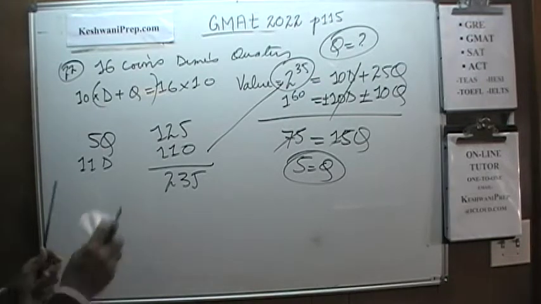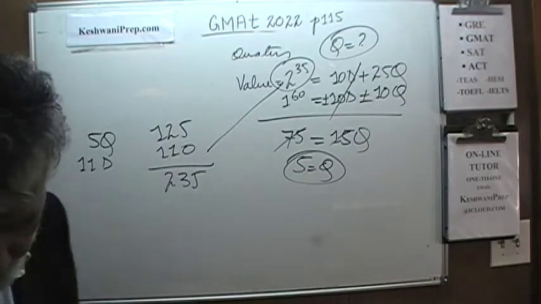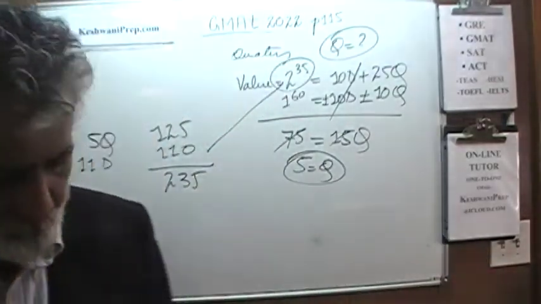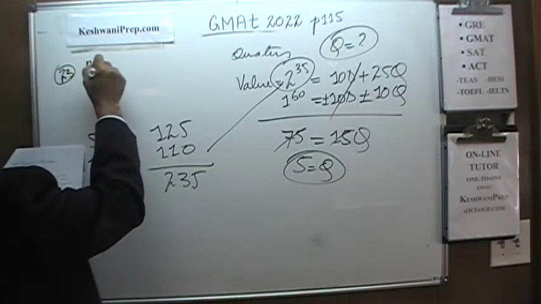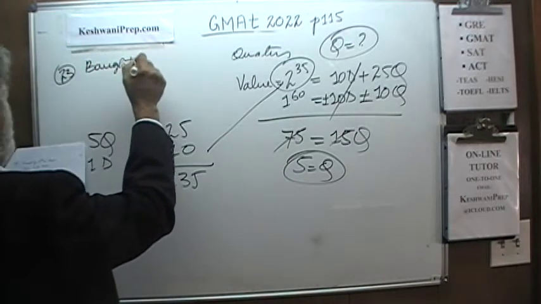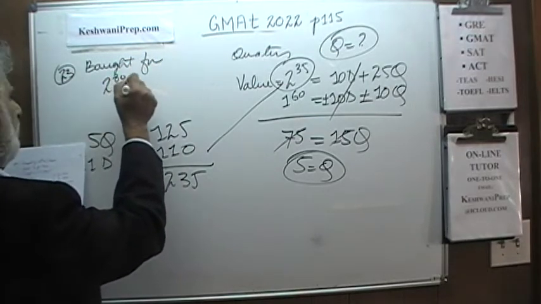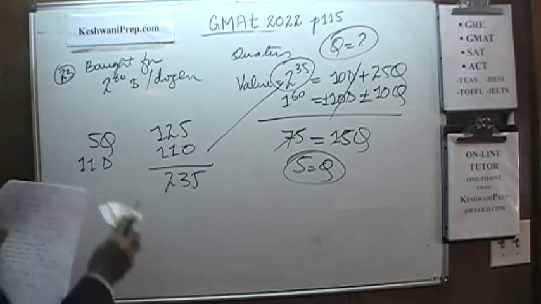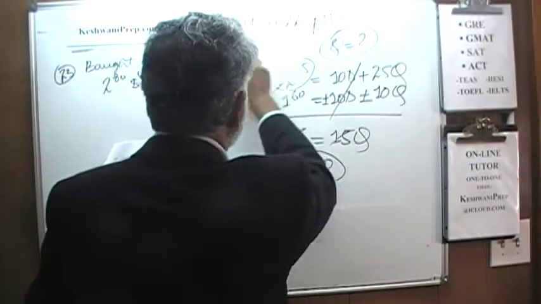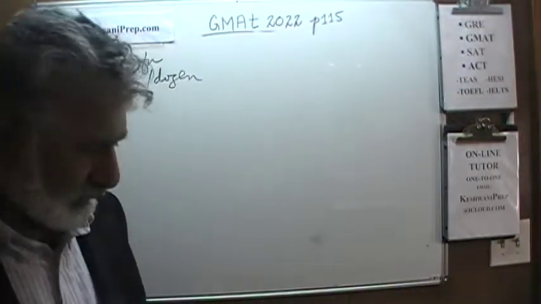Number 23. In 23, we are told that we bought something for $2.80 per dozen. Whatever it is that we're buying makes absolutely no difference. You can buy eggs or you can buy donuts. It makes no difference. We're going to sell it.